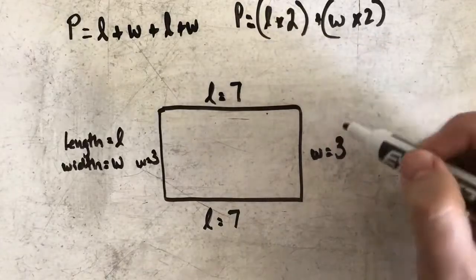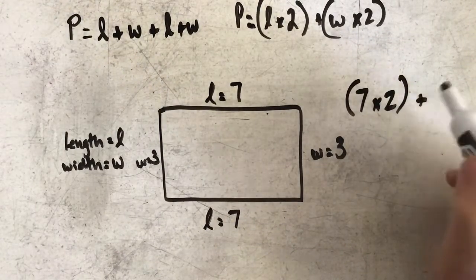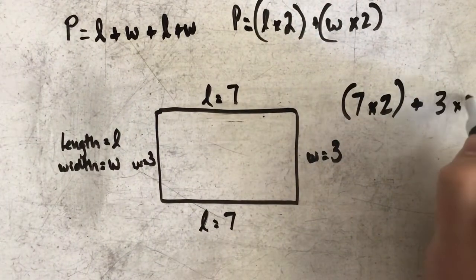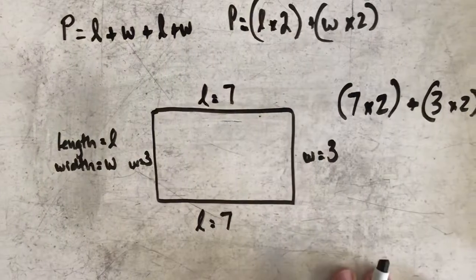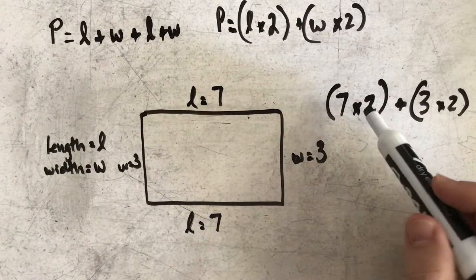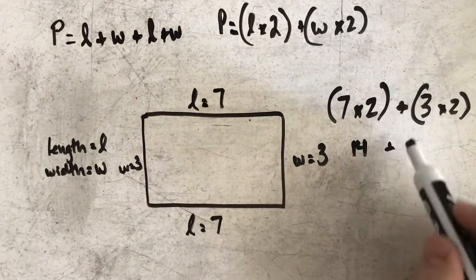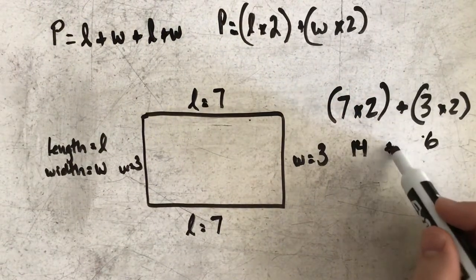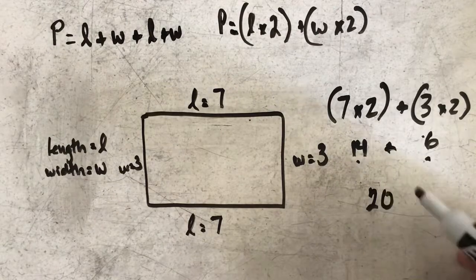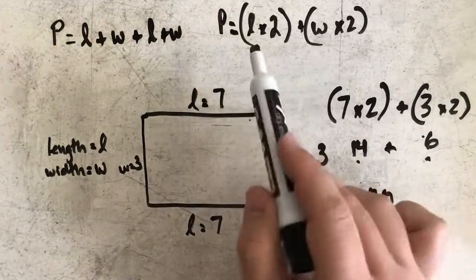So my length is 7, so I would do 7 times 2 plus my width, which was 3 times 2 as well. And now when I multiply these together, I get 7 times 2 is 14, plus 3 times 2, which is 6. And then again, 14 plus 6 is going to give me 20 units. So I still found the perimeter using this formula as well.